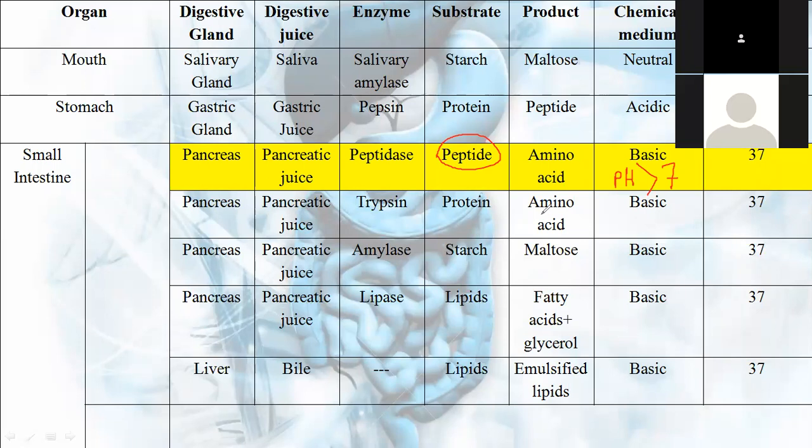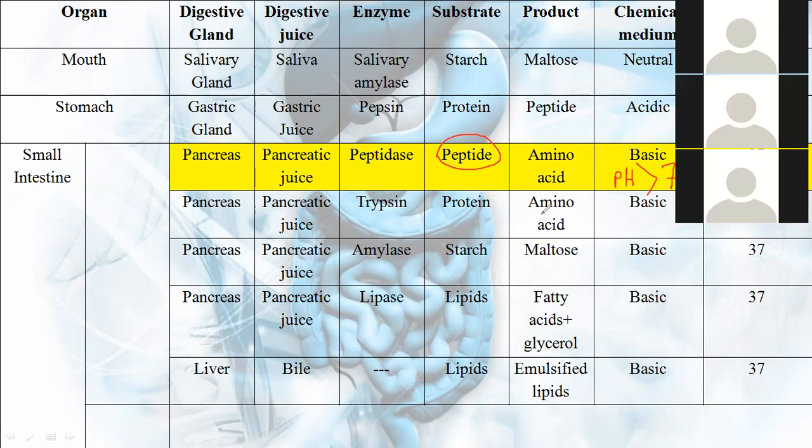I'm going to pick new students now. Alma, what do you think? What does the peptide represent? Is it the complex form, the intermediate form, or the simplest form? Yes, Alma? I'm asking you, what does the peptide represent? Is it the complex form of protein, the simplest form of protein, or the intermediate form? Alma, pay attention. Peptide is the complex form, or the intermediate, or the simplest form of proteins?